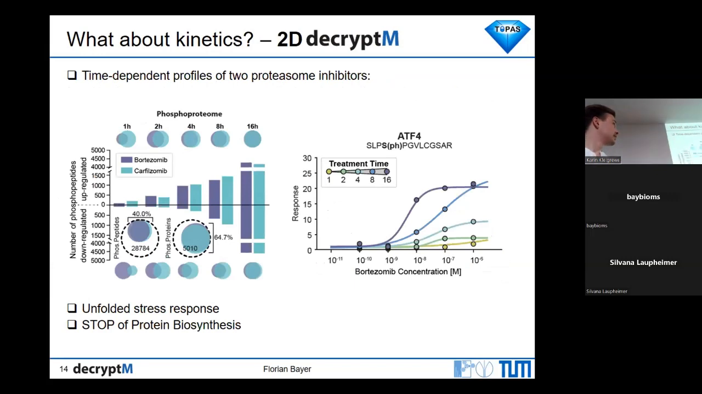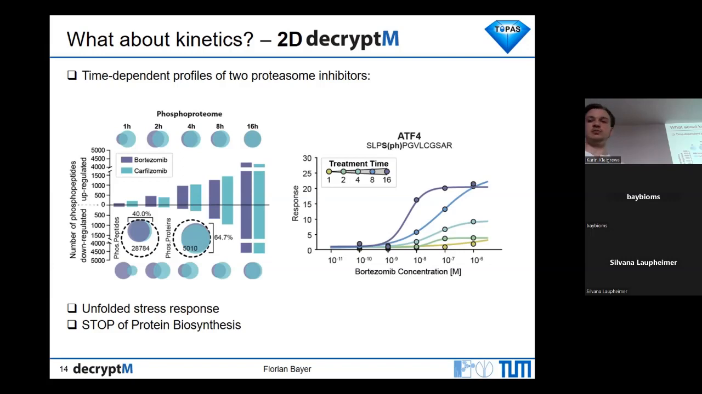Then, just to give you the last idea of what is possible with the technology, this is two-dimensional Decrypting. So what's the second dimension? It's time. So what we started to do is not only getting these dose responses, but we now look at dose responses over time. And that's, for instance, quite interesting for this bortezomib inhibitor. That's a proteasome inhibitor, and it's covalently binding. So we actually also start seeing shifts in pEC50 values.